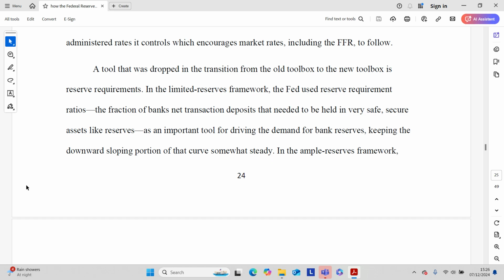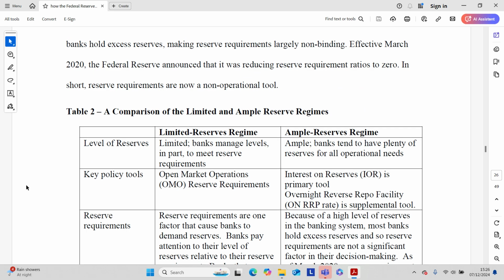In the ample reserve framework, banks hold excess reserves, making reserve requirements largely non-binding. Effective March 2020, the Federal Reserve announced that it was reducing the reserve requirement ratio to zero. In short, reserve requirements are now a non-operational tool.